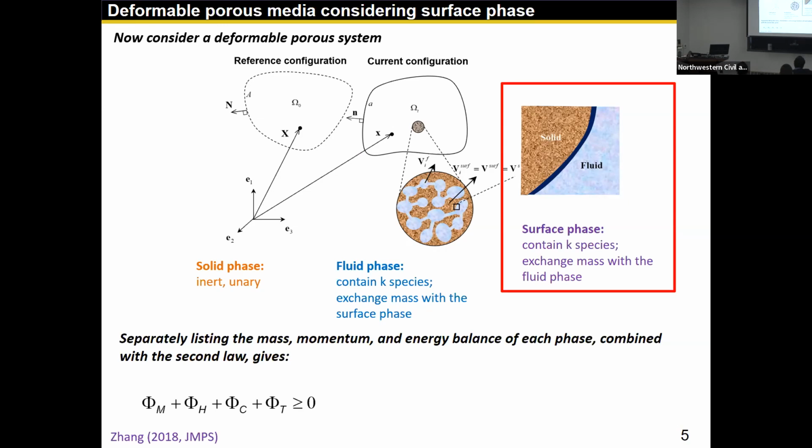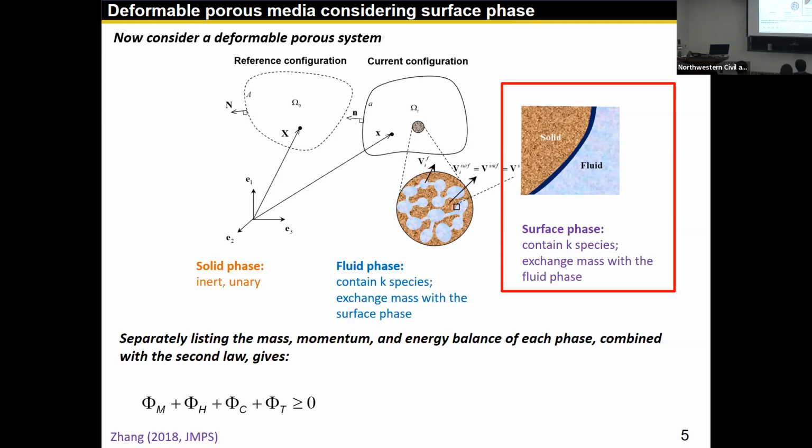Once this is set up, we can follow the standard formalism of thermodynamics and the theory of mixtures to list the mass, momentum, and energy balance of each phase. Combining them with the second law gives us the so-called Clausius-Duhem inequality. What this says is essentially, I forgot the name, it says the energy dissipation in the whole system, while it's moving or having some changes inside, must be greater than or equal to zero.